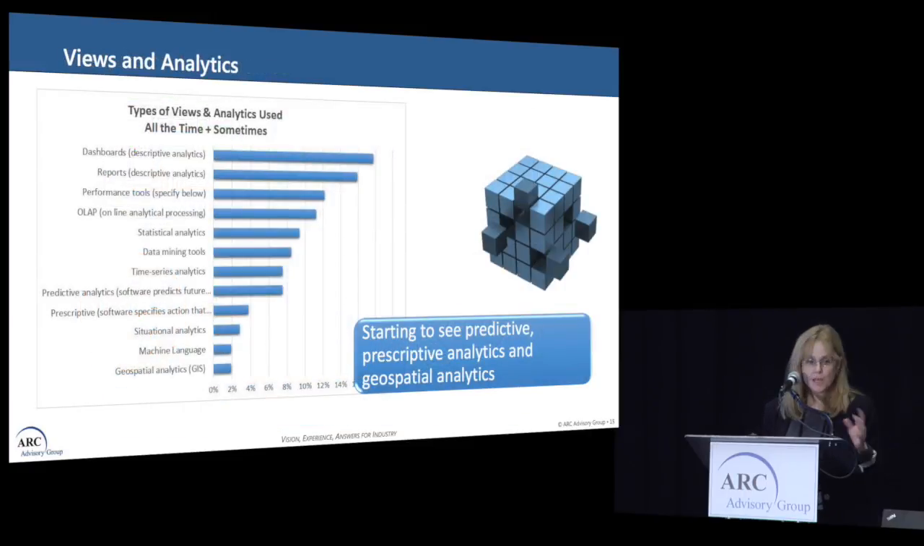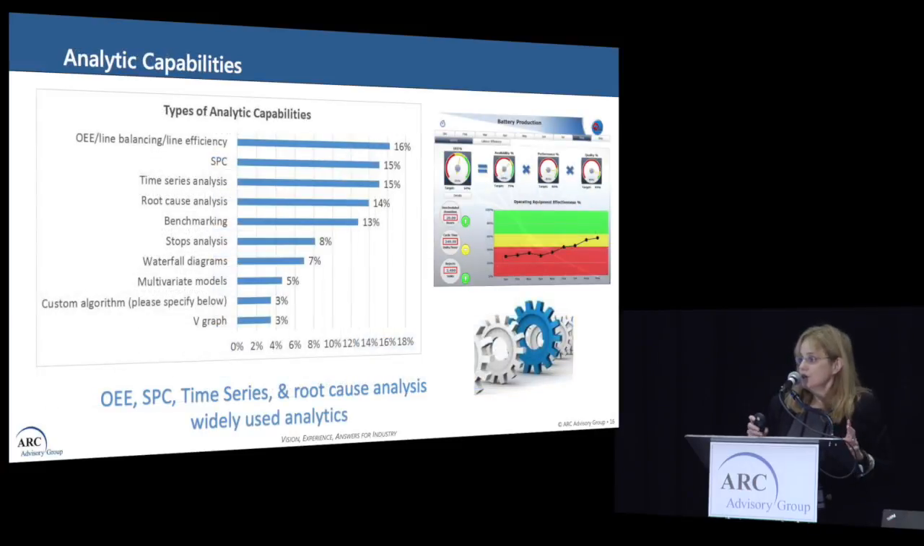So one of the questions we asked was, well, what type of views and analytics are you using? And you can see that, and there was some more too, but the one thing that struck me was that people are using predictive, they are starting to use prescriptive, and they are using some geospatial, which I thought was quite interesting because we're going to see an example of that this morning. So some of the analytic capabilities, we also asked about that. The most widely used is OEE, SPC, and root cause analysis.